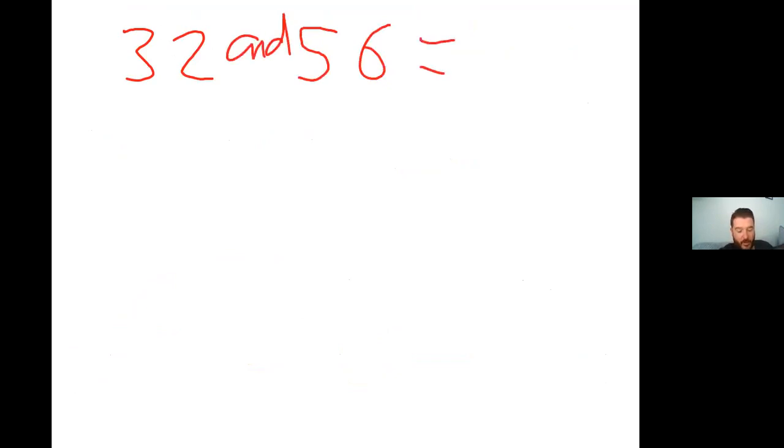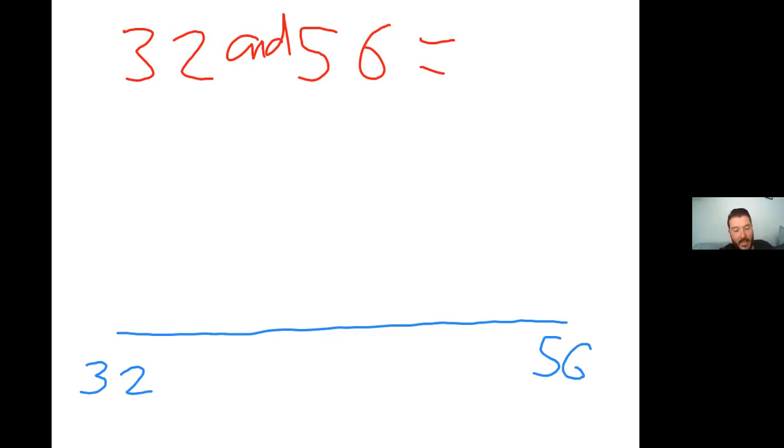What I'm going to do, draw my number line again. My smallest number always comes first, 32. Biggest number comes at the end, 56. You see those both? Then what I need to do is I'm going to jump backwards this time, if that's easier for some of you.